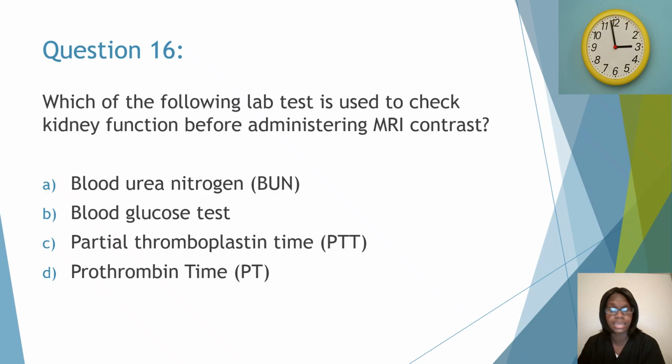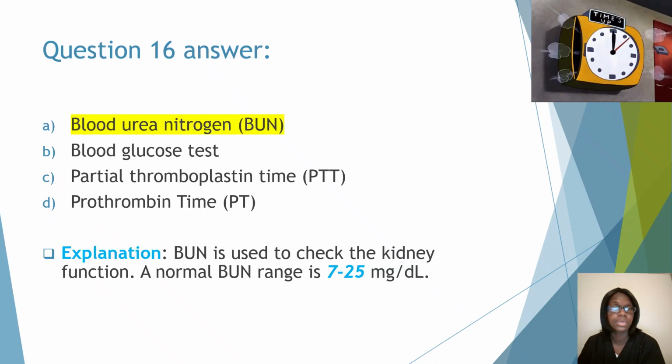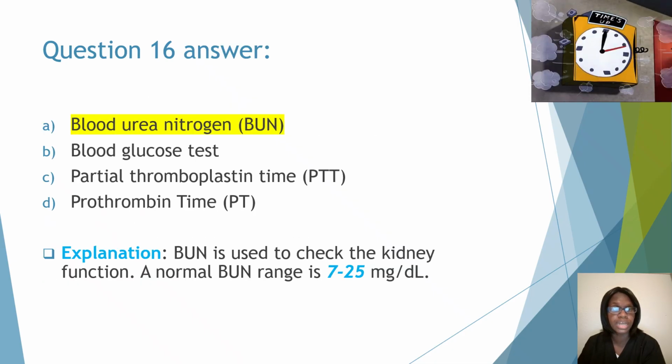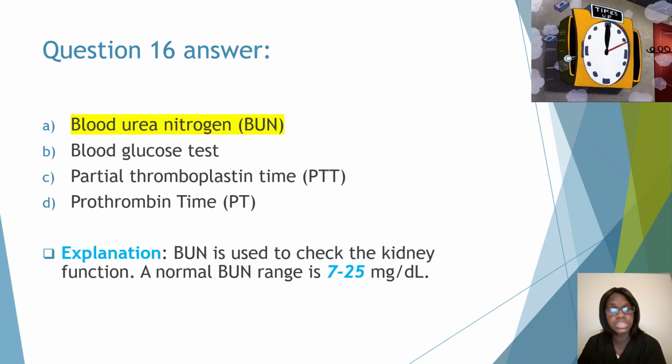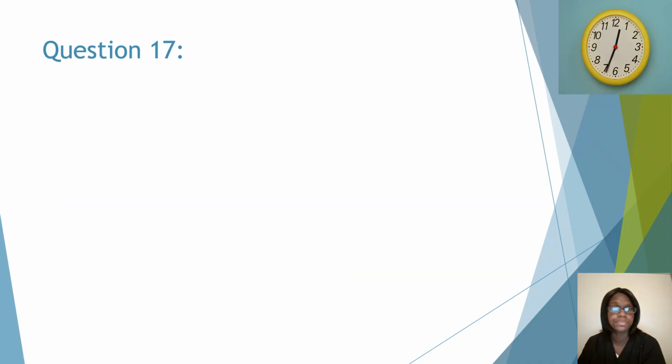All right, the correct answer is A, blood urea nitrogen or your BUN. So this is used to check the kidney function. A normal BUN range is 7 to 25.